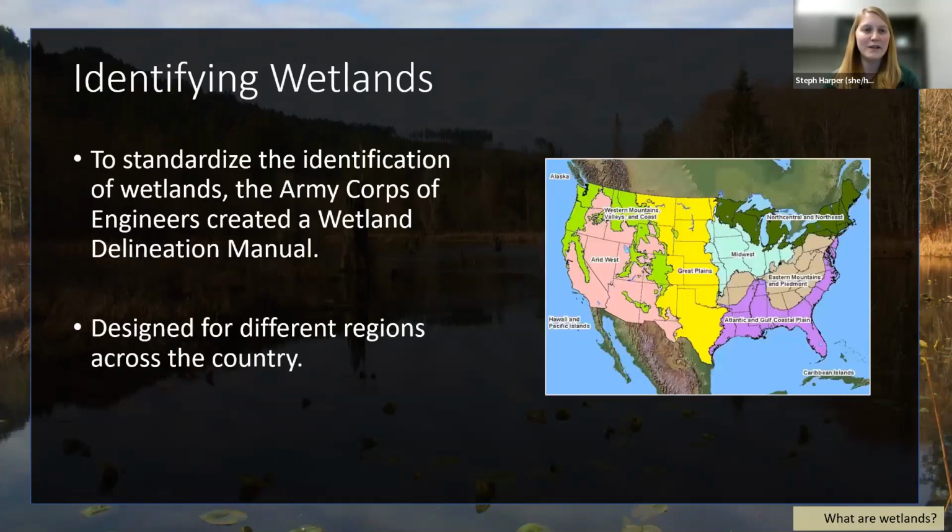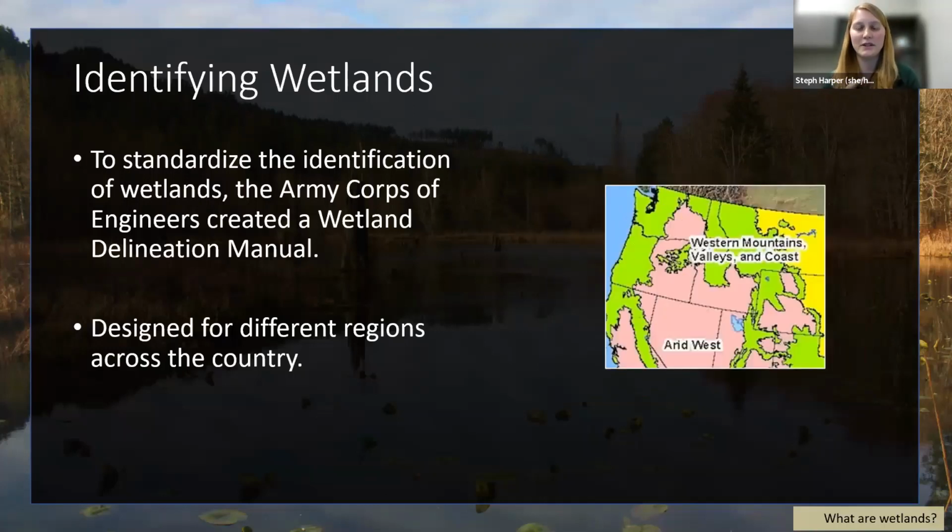They can be so tricky that the Army Corps of Engineers actually created a wetland delineation manual, and this was the first step at trying to get scientists all on the same page so that they're all identifying the exact same resource. And it was a great first step. However, this first iteration covered the entire country. They had one manual for the entire country. And so it didn't take very long for them to realize that there were different wetlands and different ecosystems across the country, and they created manuals for every single region.